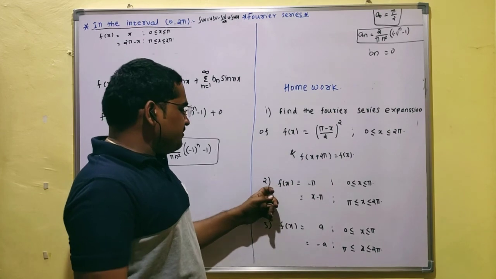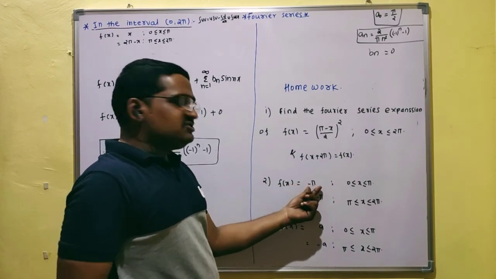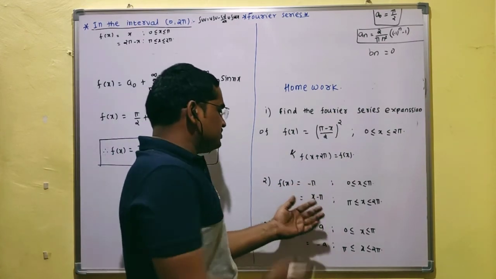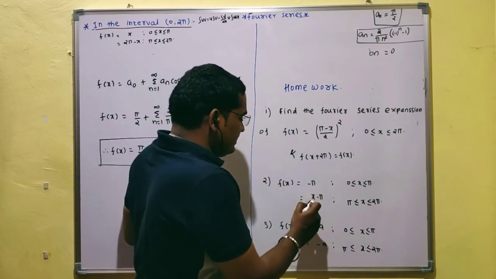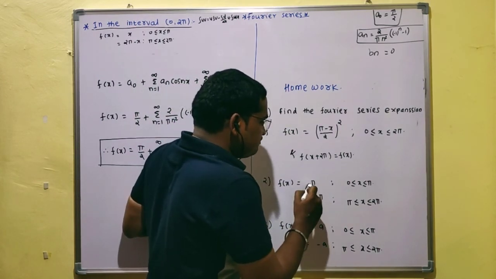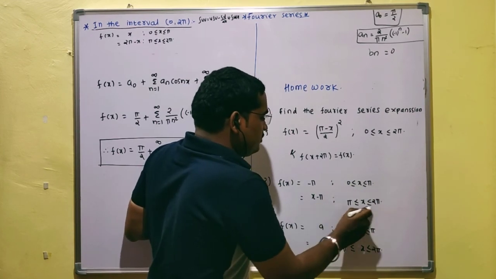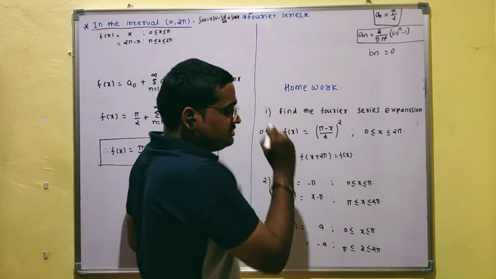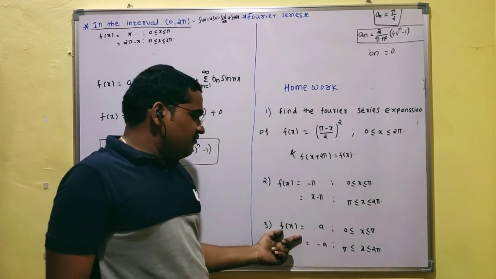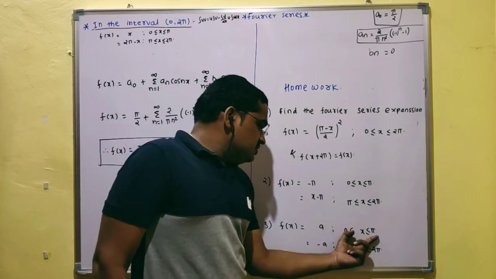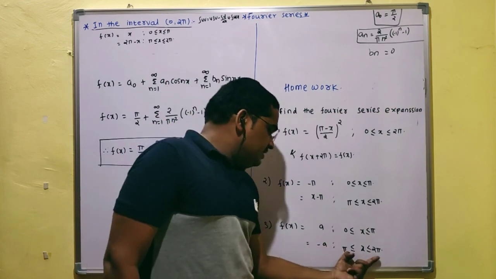Now second example is there, f of x is equal to minus pi. This is constant, it's very simple. Minus pi and this x minus pi. Minus pi for 0 to pi, and this range is pi to 2 pi, that function is given x minus pi. Now the third example is there for homework, which is equal to a when 0 to pi and minus a when pi to 2 pi.